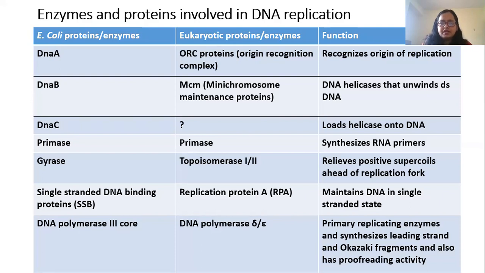So the DNA A protein which is found in E. coli, its comparable protein in eukaryotes is ORC, which is called the origin recognition complex. And I have discussed it in more detail in the previous lecture. So it recognizes the origin of replication.